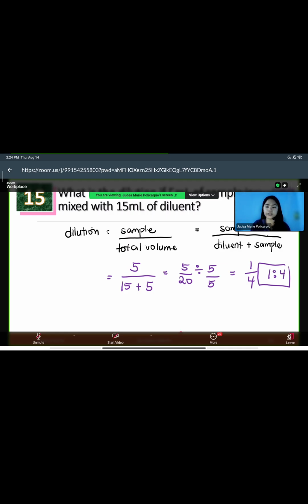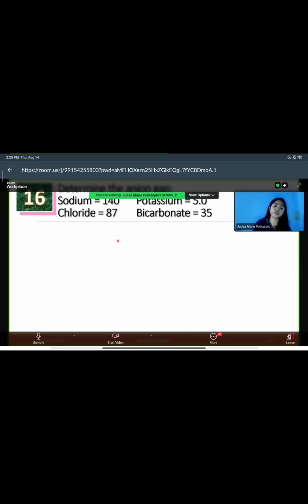Okay, so let's try to look at the next item natin. Following item number 15, we now have item number 16. And item number 16 is an anion gap related naman na problem. Okay, let's try to look at this one. Item number 16, anion gap. Determine daw the anion gap natin. We were given the sodium, the chloride, the potassium, and the bicarbonate. So we are asked about the anion gap.